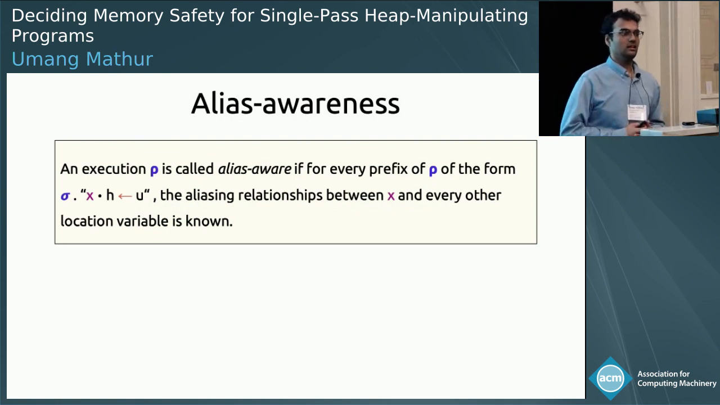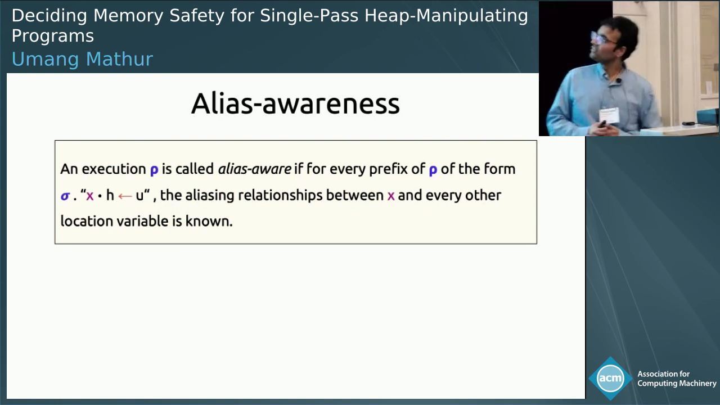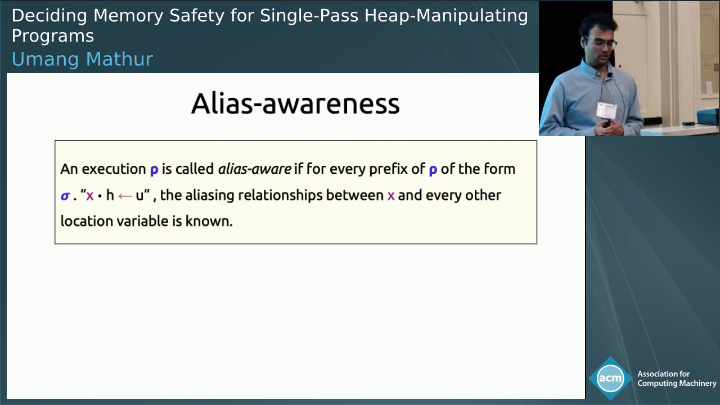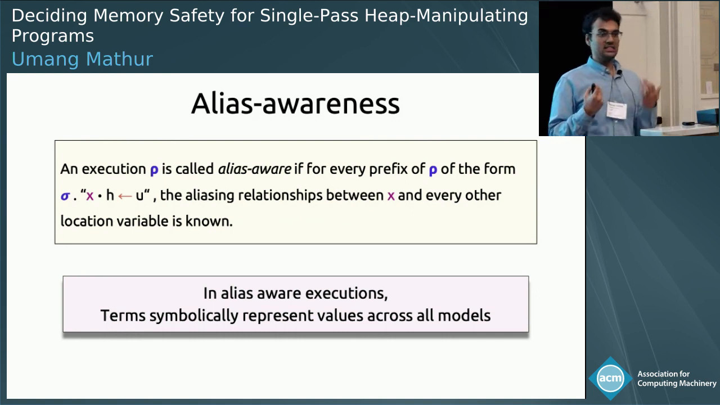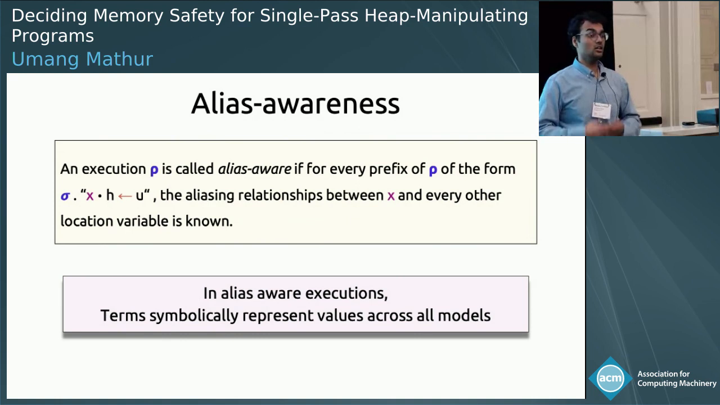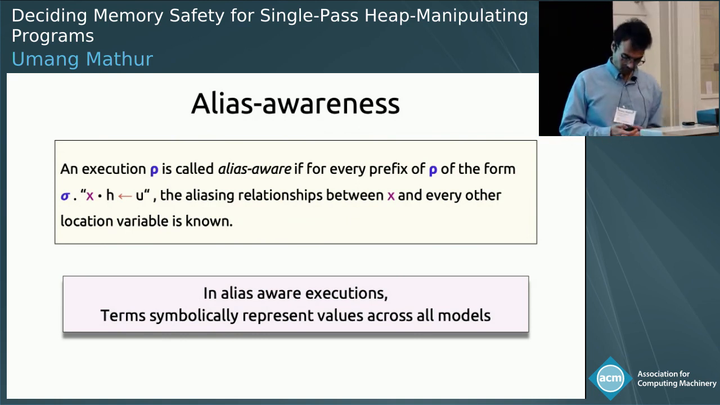So with this, we should look at the definition of alias awareness. And this is sort of an intuitive definition. It says that if you have an execution, and in that execution, if you're updating a map, then before that map update, let's say you're updating x.h, the aliasing relationship of x is known with all other variables. And when executions are alias aware, then we get the same property back. That is, you can define terms, and terms accurately represent all the heap structures in a symbolic fashion.